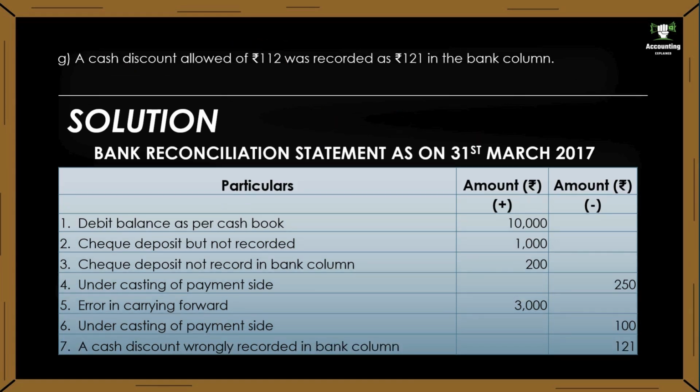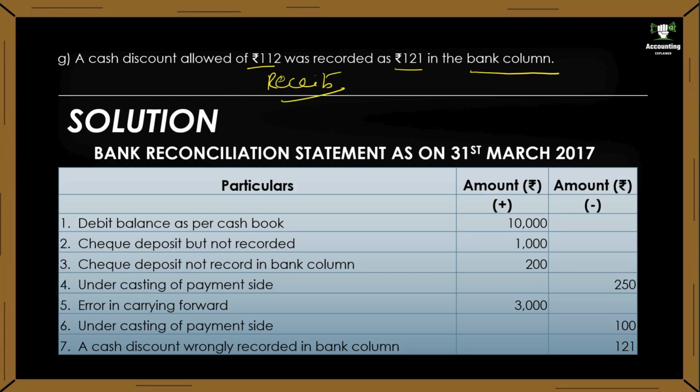A cash discount allowed of rupees 112 was recorded as 121 in the bank column. Okay. We know there are three types of cash books. One is single column cash book which pertains to only cash transactions, and double column cash book which deals with both cash and bank transactions, and another one is the triple column cash book which deals with discounts, cash and bank column. You don't have it in the syllabus, but I will tell you what this triple column cash book is.